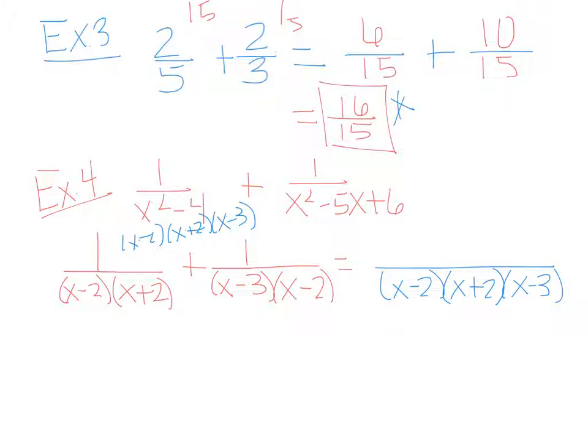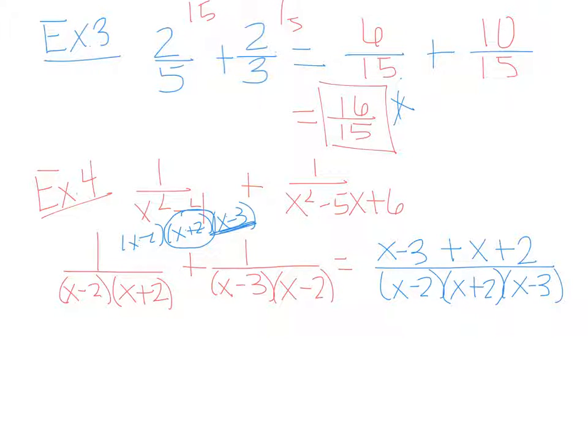So from here, remember, just like up here where it was 15, what we did was we canceled 5 into 15 3 times, and then we multiplied back. So x minus 2 and x plus 2 is on here, so that only leaves x minus 3 to multiply with this 1. So that gives me x minus 3. Then on the second fraction, I have x minus 3 and x minus 2, which will give me x plus 2 to multiply with the 1.